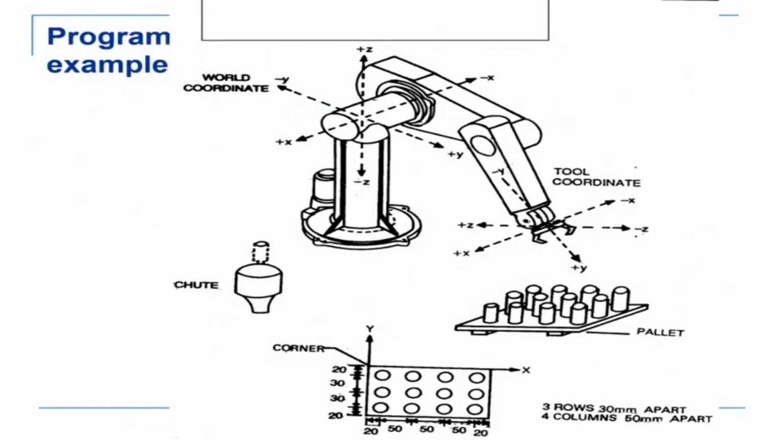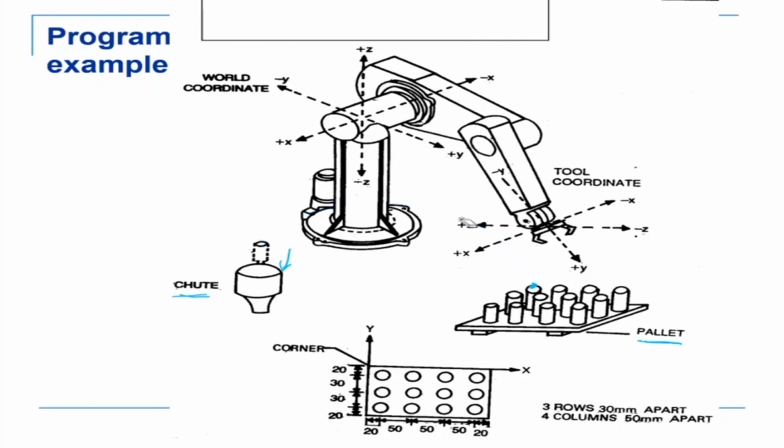Now let's look at a sample program. This is a Puma robot, 6 degrees of freedom. We had studied Puma forward kinematics and inverse kinematics in the earlier classes. Now what is this task? This task is to pick up objects from a pallet, which is shown here, one at a time, and then drop them in this chute, which is shown here. So pick up a part from here, take it like this, take it there and drop it inside. That is the task that the robot has to do.